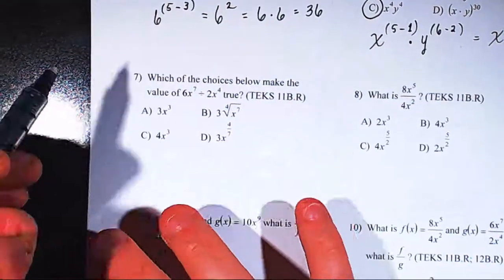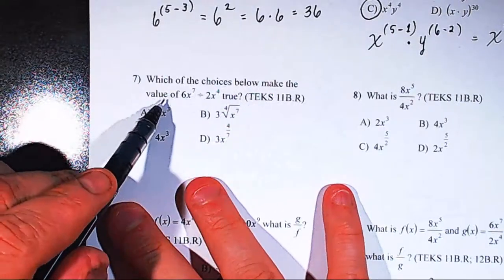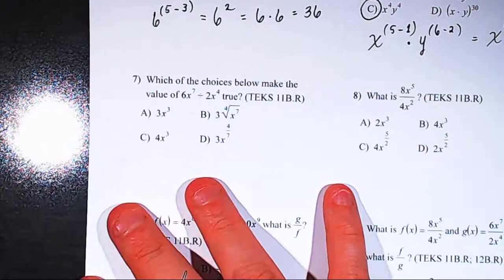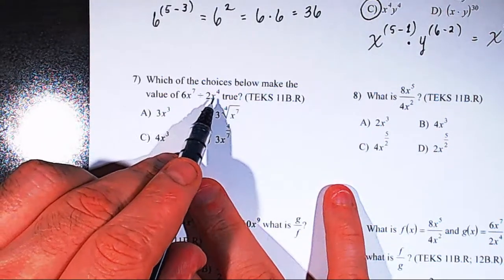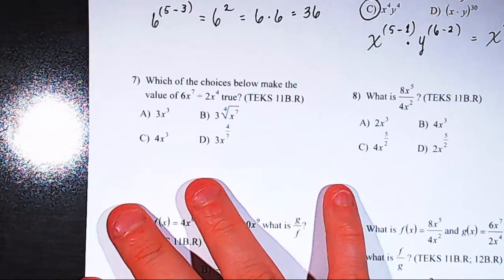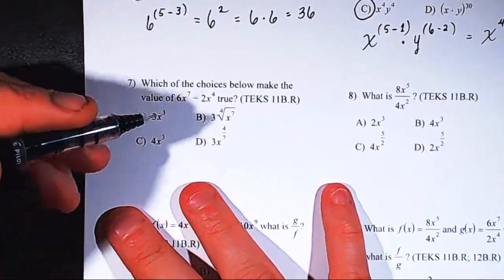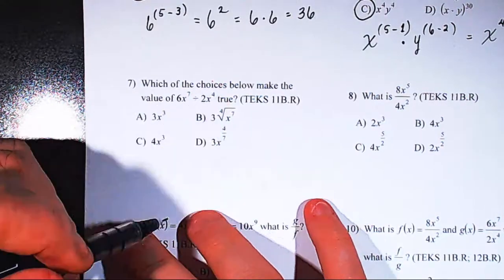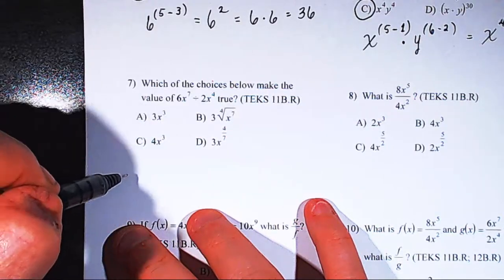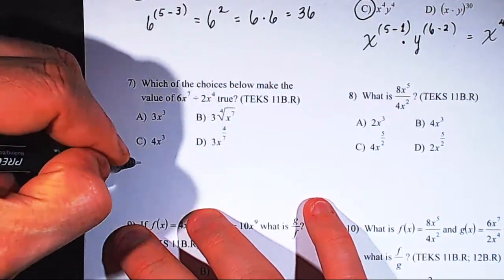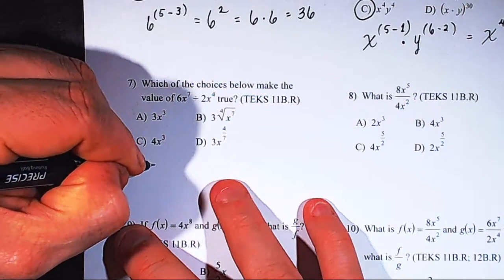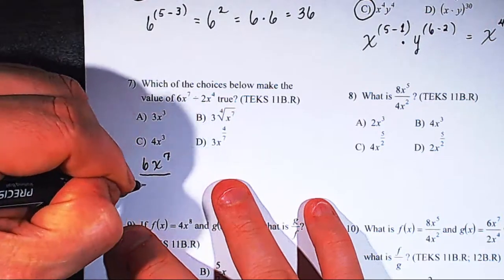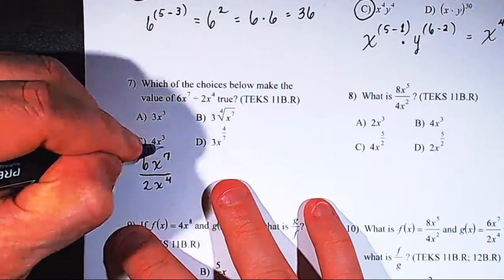Number 7. Which of the choices below make the value of 6 times x raised to the 7th power divided by 2 times x raised to the 4th power true? Writing the expression out using the division symbol instead of the fraction bar can be a little confusing to students. So the very first step is to rewrite this as a fraction, 6x to the 7th power over 2x to the 4th power.